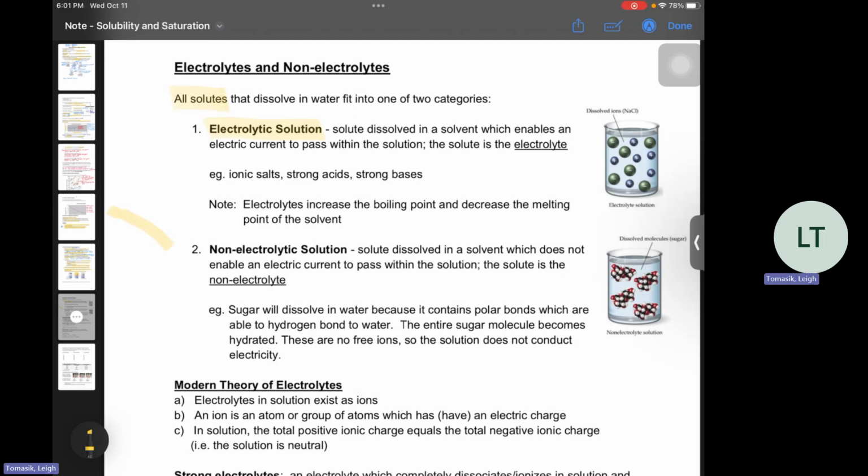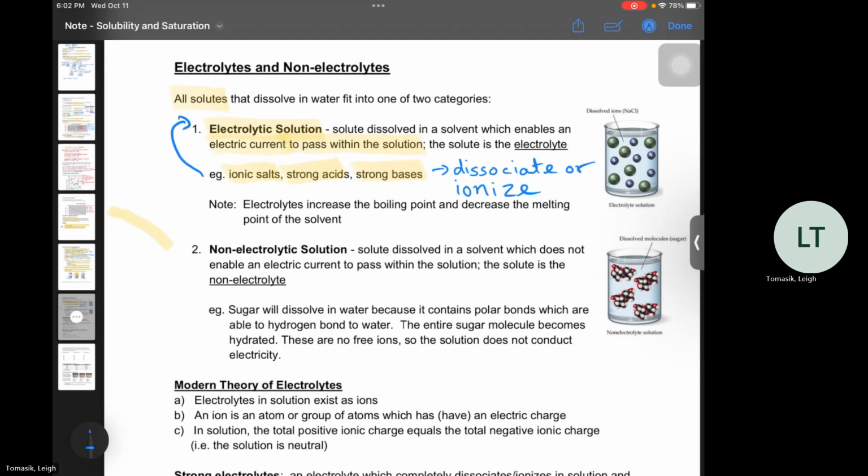So an electrolytic solution has a solute dissolved into a solvent that enables an electric current to pass within the solution. Some things that make electrolyte solutions include ionic salts, ionic compounds, strong acids, and strong bases. These make electrolytic solutions because they dissociate, or ionize in the case of acids, while dissolving.